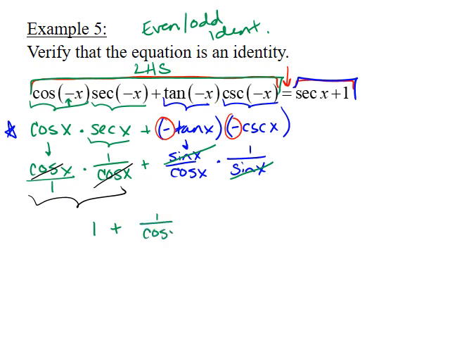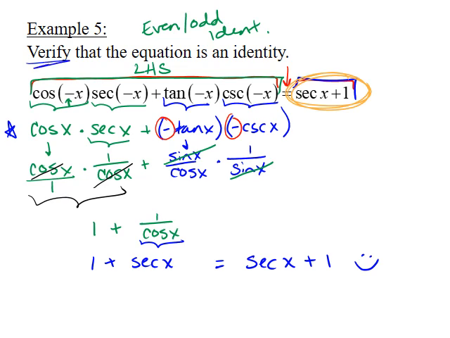Now, in the back of your mind, you always want to consider what you are working towards, and we are working towards secant of x plus 1. Well, turns out, if I rewrite this, I end up with 1 plus secant of x, which is the same thing as secant of x plus 1. So I have just verified this identity.